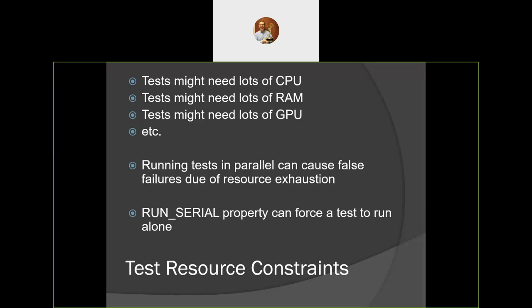So the most heavy-handed way that you can deal with this is to put the run serial property, which is a Boolean property. You can force a test to run alone. And that might solve your problem, but now you're not getting the most amount of parallelism out of your test machine. And as you add more and more tests, running them all sequentially isn't really going to be a viable option.